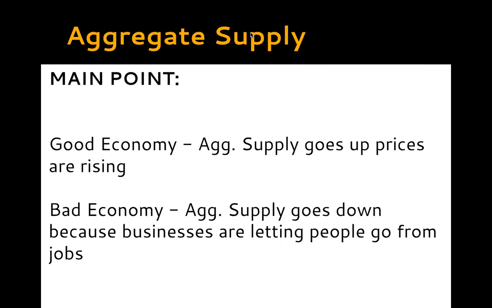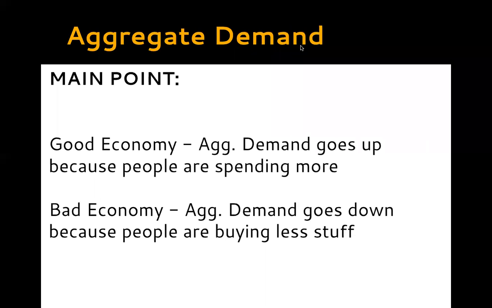Now, when it comes to aggregate demand, what's the main point? With aggregate demand, our main point is, again, good economy, aggregate demand is going up. Why? People are spending, guys. When the economy is good, when people are sure about the way the economy is going, they're not scared to spend money. Right now, we're worried about a bad economy coming because our aggregate demand is going down.